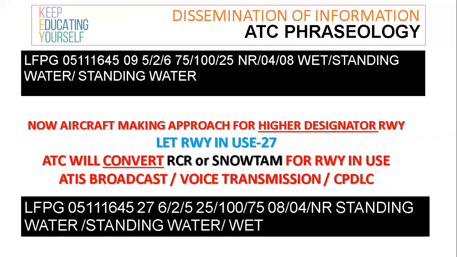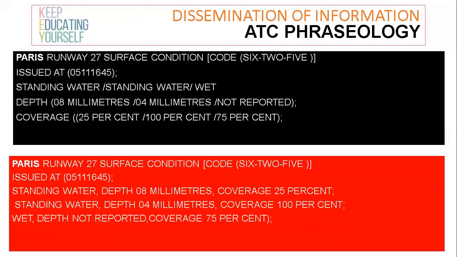And see this runway condition code: earlier it was 5, 2, 6, so it will be in reverse order, 6, 2, 5. Then the percentage: the first part of runway 09 was 75, and the last part, the third, was 25. So the first third of runway 27 will become 25. So 25%, 100%, 75%. Likewise, the whole report will be converted for the runway 27 side. Now, how ATC will disseminate this information is through phraseology.